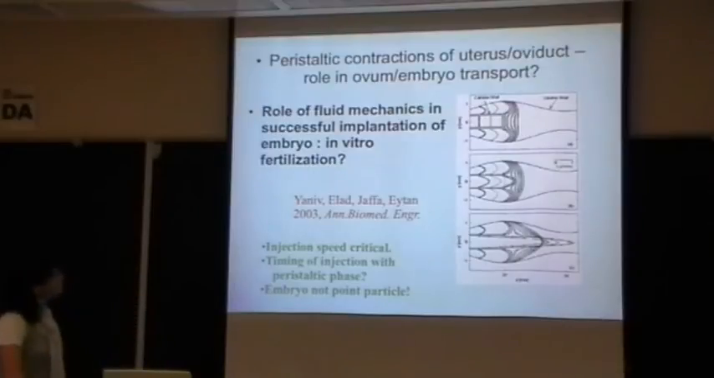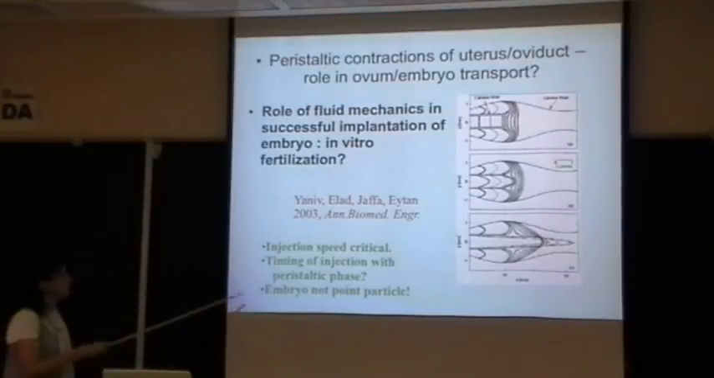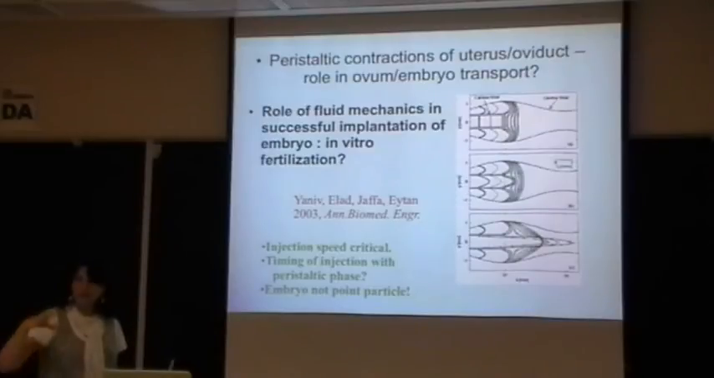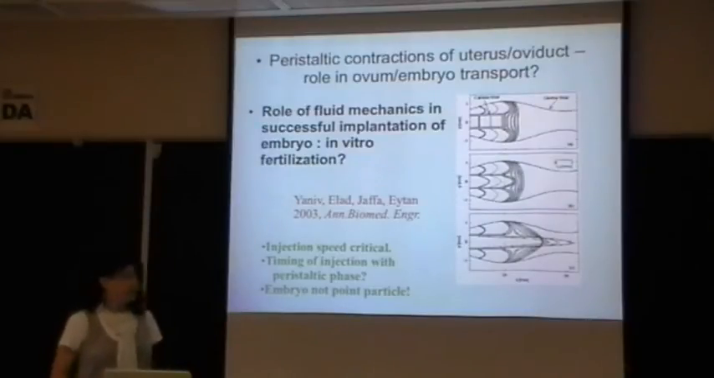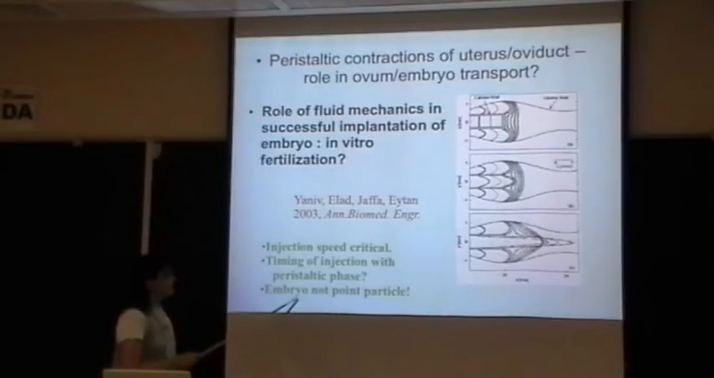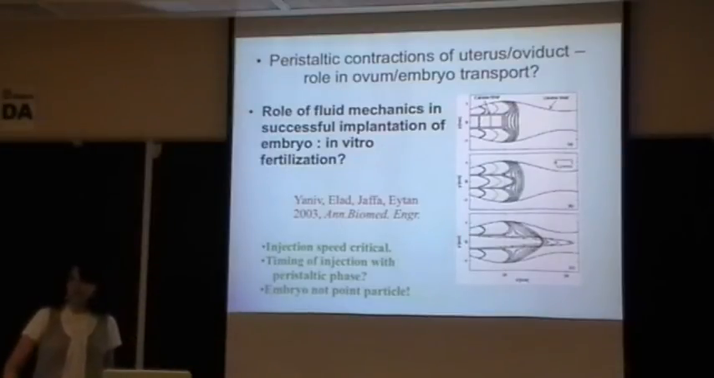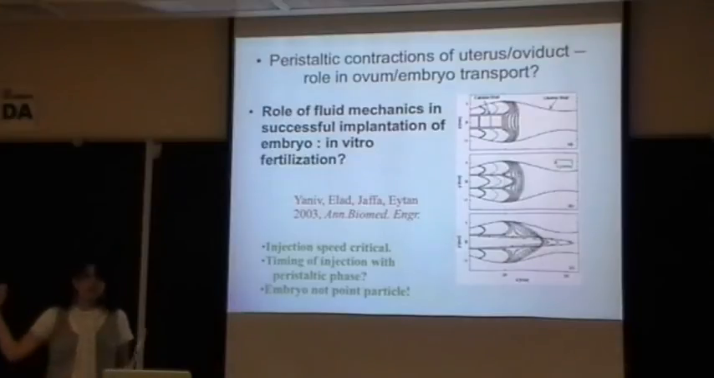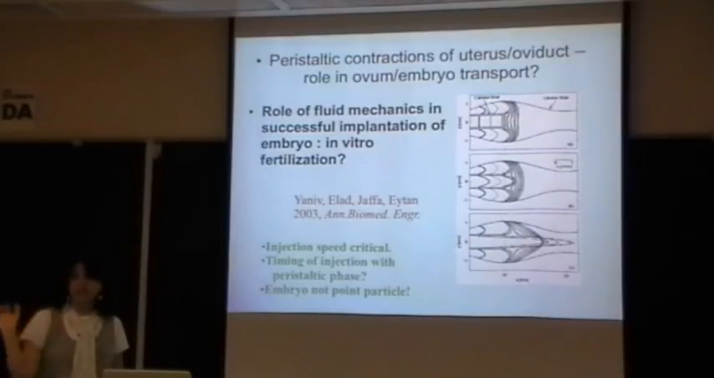And I suppose in this simple model, what they find is that the actual speed of injection is critical, and perhaps there's some insight into the timing of the introduction of these particles with the peristaltic wave. The problem with these calculations, well, it's a start, but one of the problems is that the embryo, like we saw, is not a point particle. It actually has its own volume, and the diameter is about a 10th of the diameter of the uterine channel.